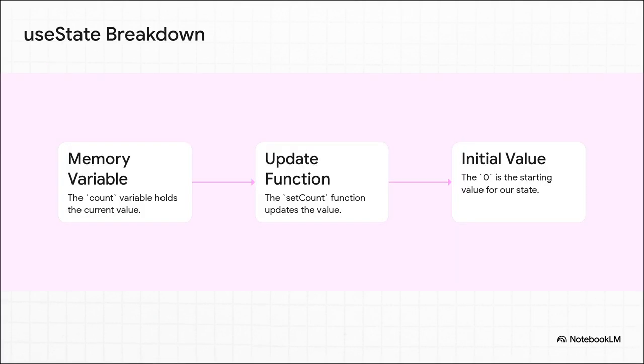Okay, so it might seem complex, but it's really just three simple parts working together. First, you get the memory variable itself. In our case, that's count. Then you get a special update function, setCount. And finally, you give it a starting value, which for us is 0. That's it. A variable, a function to change it, and where it starts.